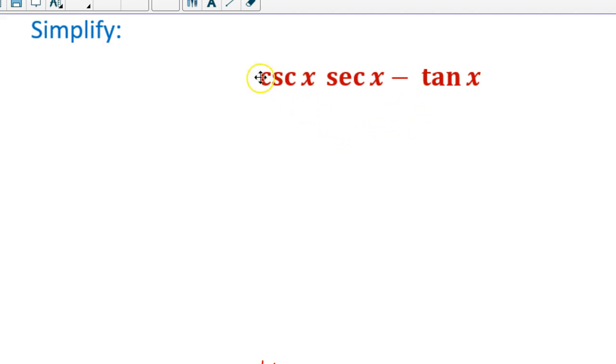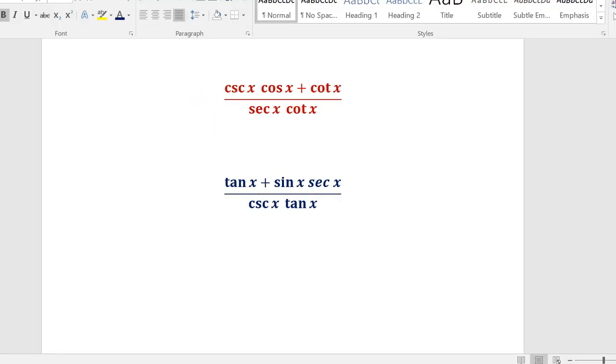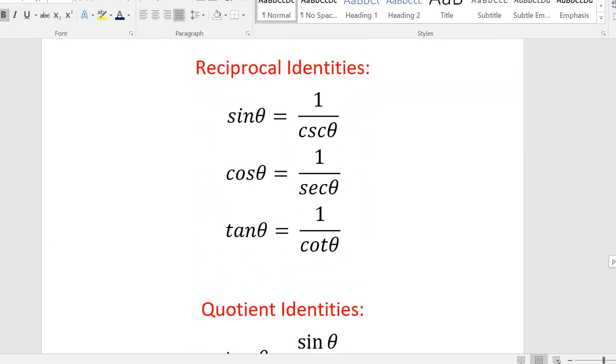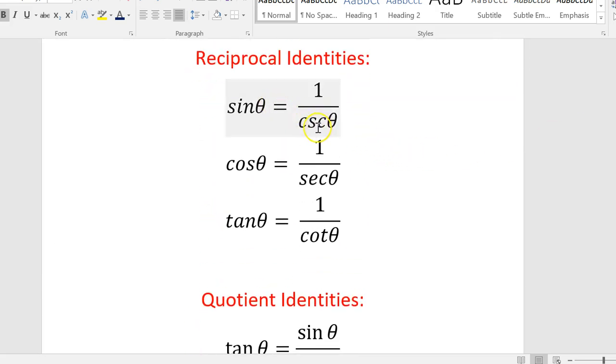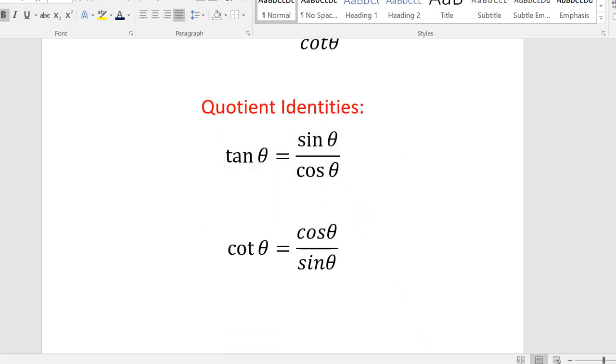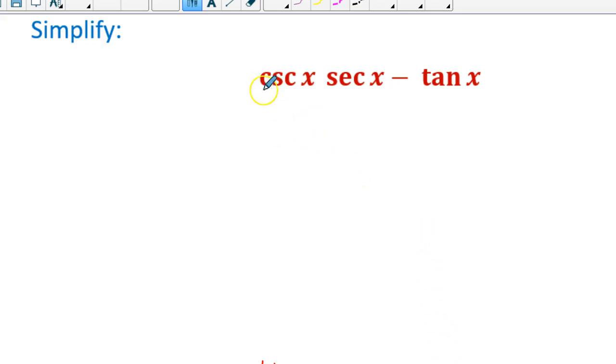It's very easy, simple. We know that cosecant of an angle x, here x is the angle, a variable. So what will I write here? Cosecant, as you know, is the reciprocal of sine. And also secant is the reciprocal of cosine. And we also know that tangent is sine over cosine. Let me use those three things.